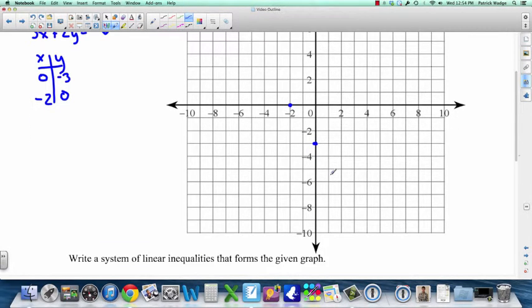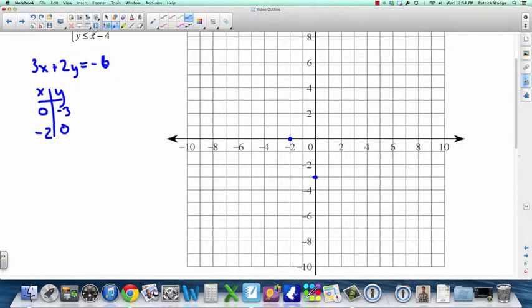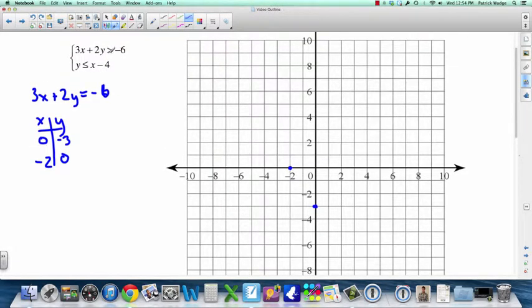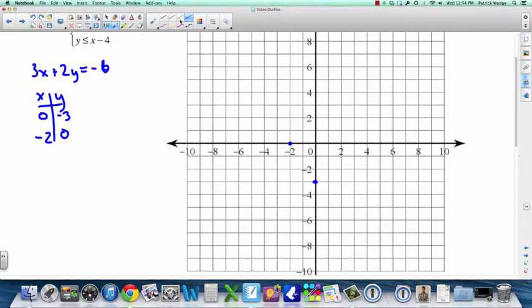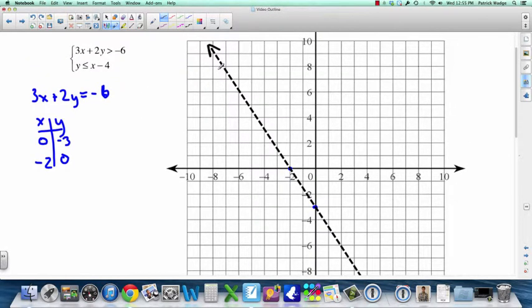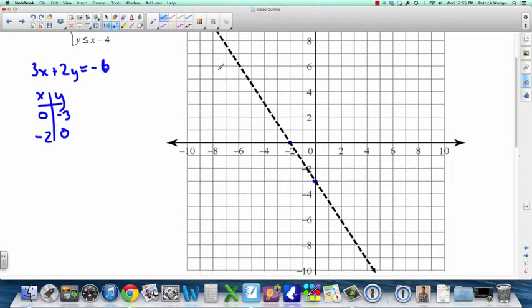Okay, I'm going to join those together. I'm going to join them with a solid line or dotted line. So look at the sign. It's only greater than, not greater than or equal. So what kind of line should I have? Dotted. Okay, now we would do our shading, but this can get really messy with the shading.